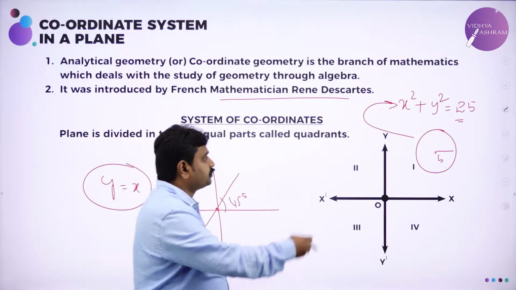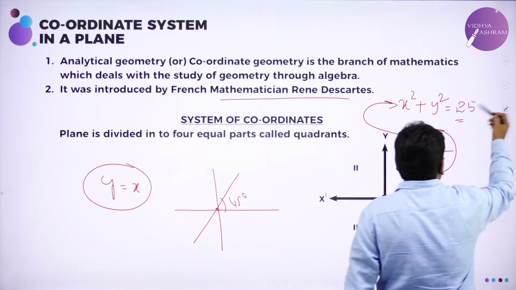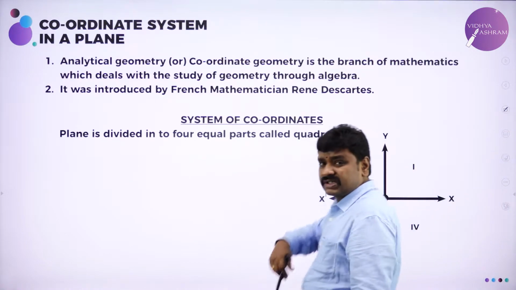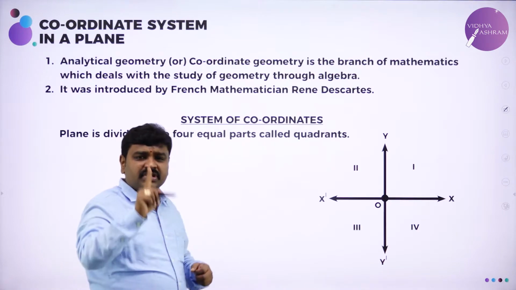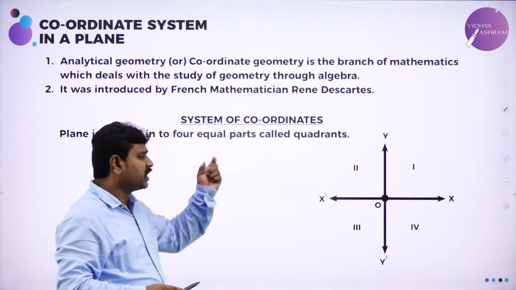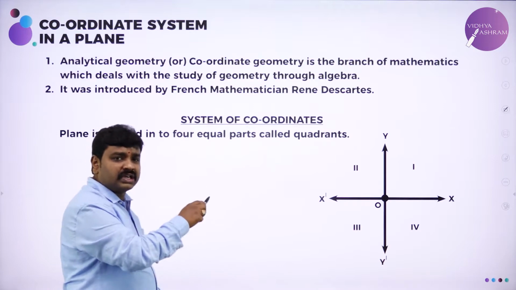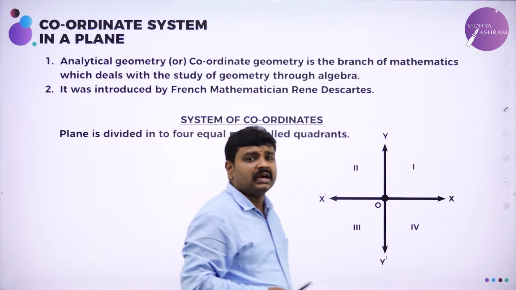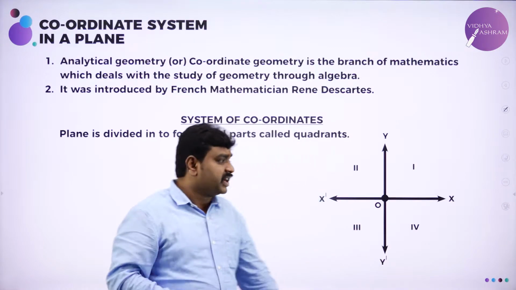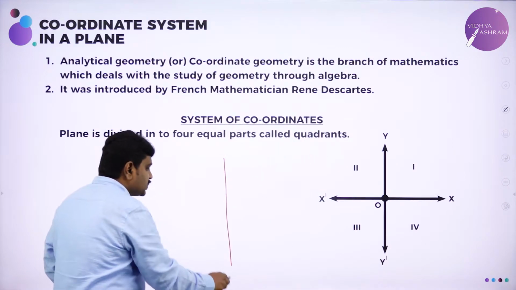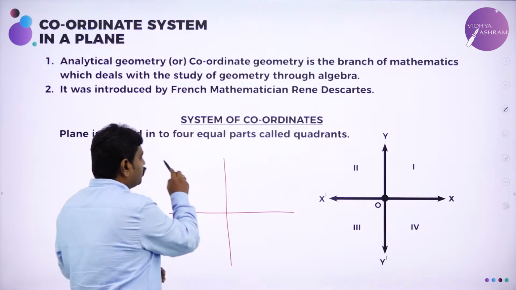So now, the very first topic I want to discuss is coordinate system. So in this chapter, the first concept is coordinate system. What does coordinate system mean? The very first concept is coordinate system in form of quadrants. We can divide the plane into 4 equal parts. So this is a plane I divided. Suppose this is the plane.